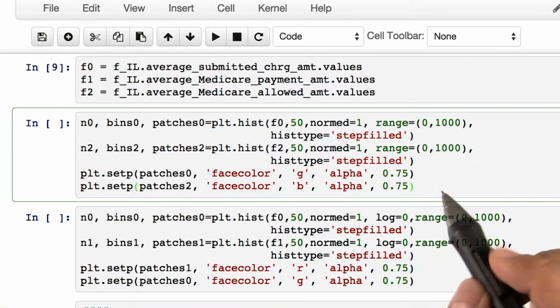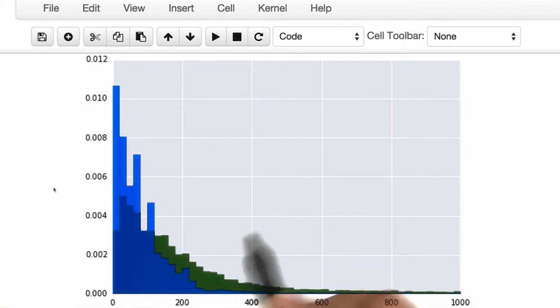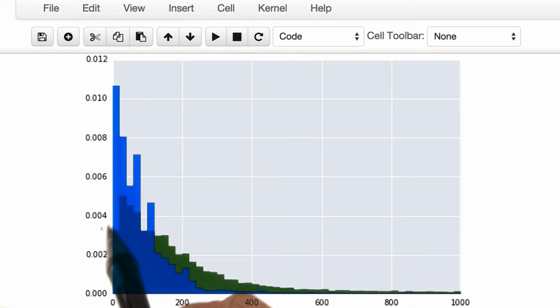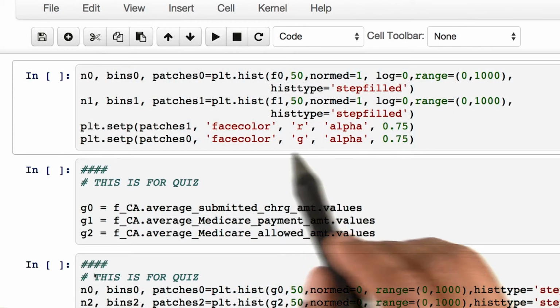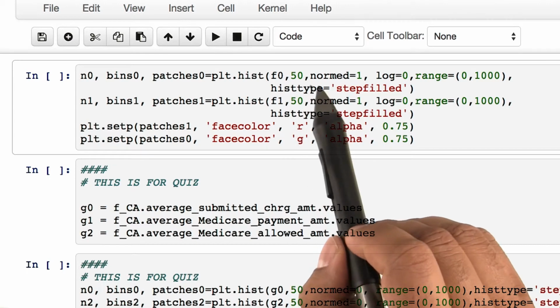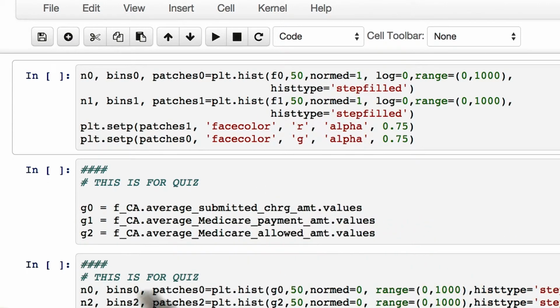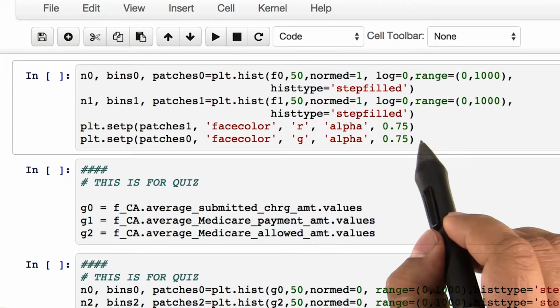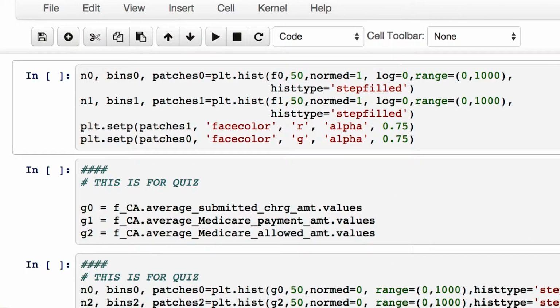Let's execute this code. Once the code has run, it will show you a histogram that looks like this. It's a simple histogram with the average charged amount shown in green and the allowed amount shown in blue. We can try to draw the same histograms for the average charged amount and average payment amount. You can do that by running this piece of code here.